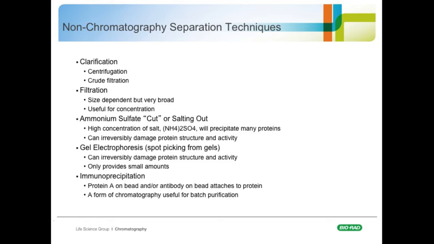You might have also heard about gel electrophoresis as a way of isolating a protein, but this is really an analytical technique that only provides a very small amount of protein, and typically it's not very useful for activity type of experiments. You might have also heard of immunoprecipitation. This is specific to antibodies in most cases and is really most useful for batch purification.